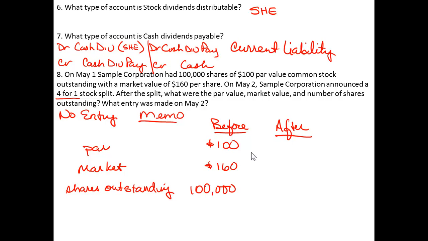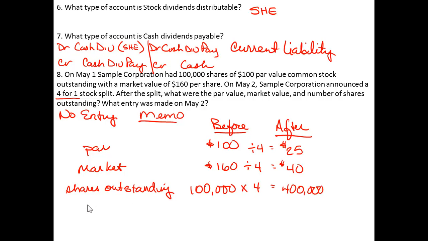And if we have a 4-for-1 split, that means the par is divided by 4, and so now the par will be $25. The market value is also divided by 4, so the market, or the stock, is now selling on the stock exchange at $40 a share. And the number of shares outstanding quadruples, or we multiply by 4 to 400,000 shares.